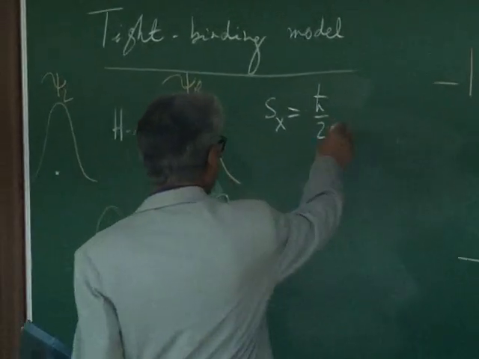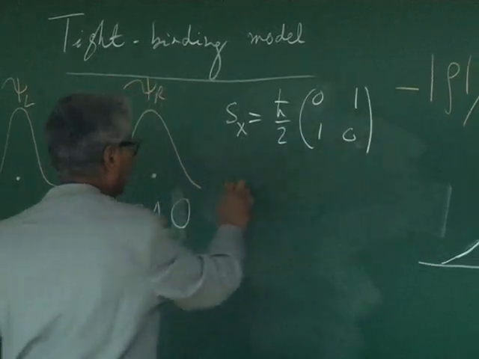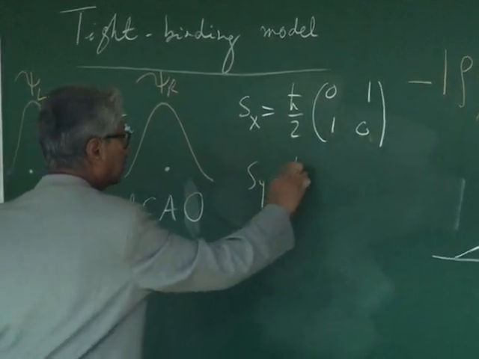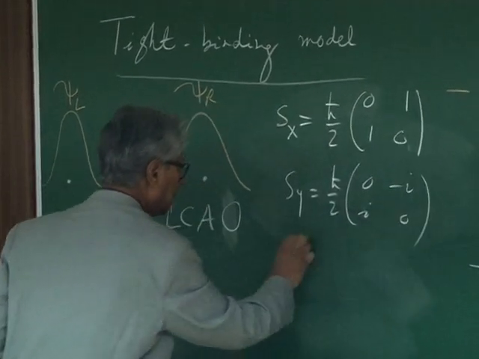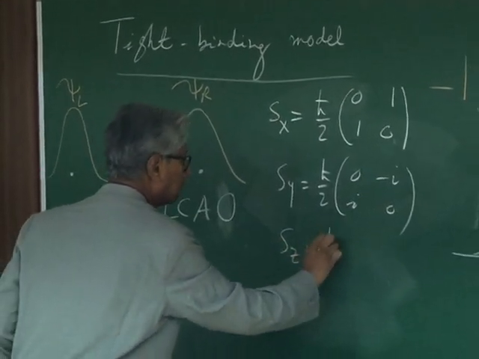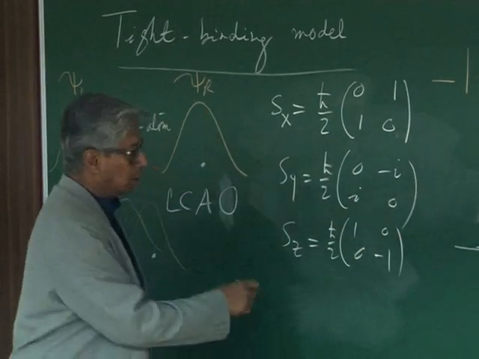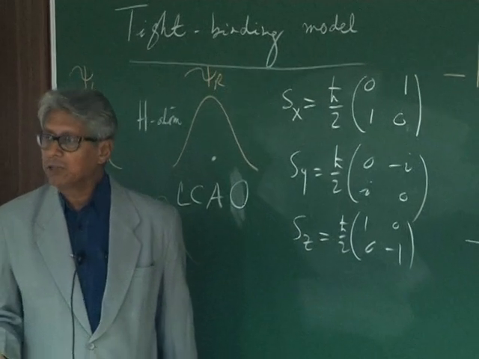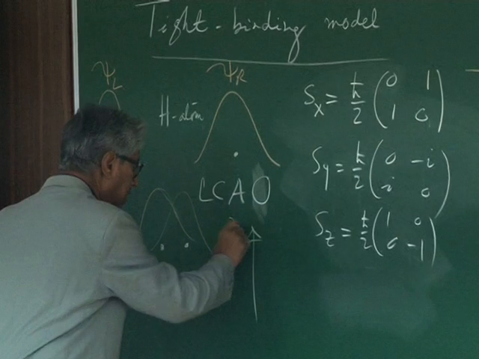So Sx has this structure, Sy has that structure, and Sz, okay. So it is our convention that we say that I choose my Z as the axis of quantization.